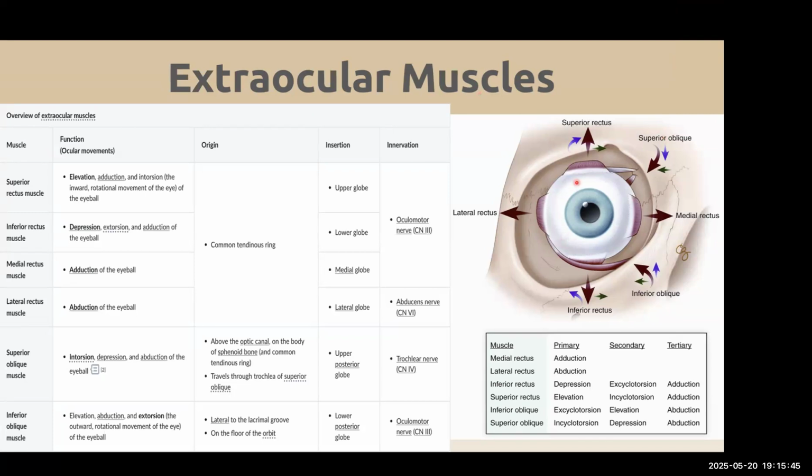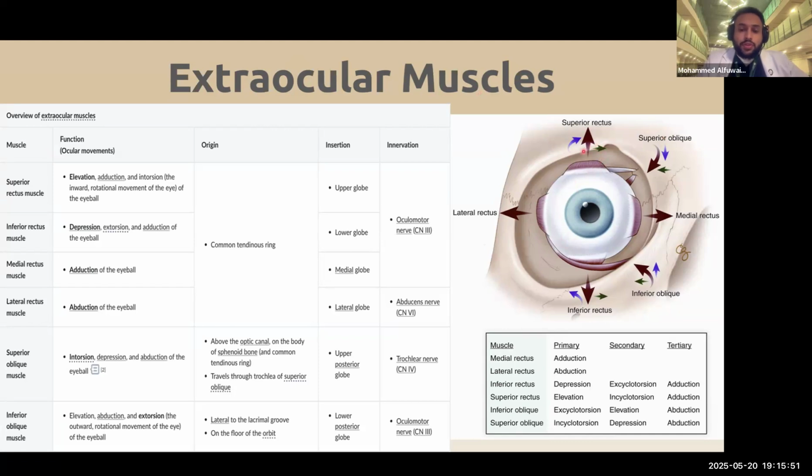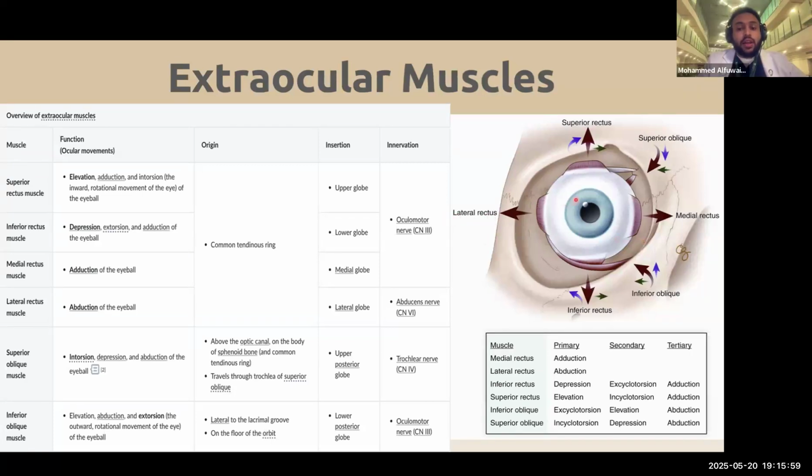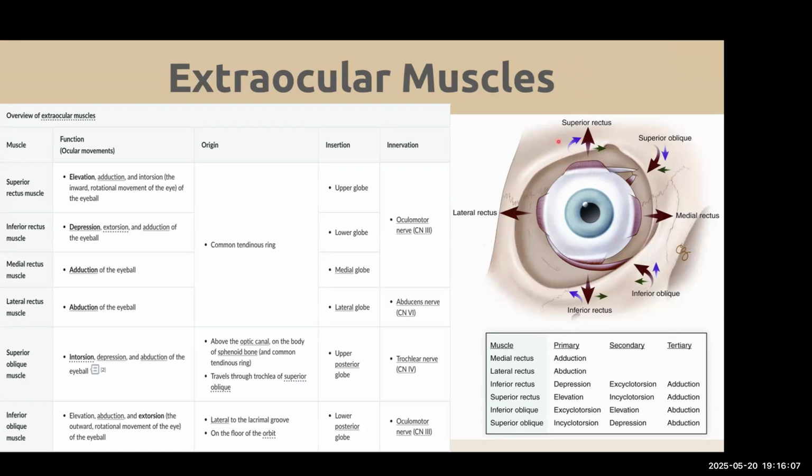Oculomotor, abducens, trochlear. Good. So, let's start with the easy one. Abducens nerve supplies which muscle? Lateral rectus. Excellent. Then we'll have the trochlear nerve, which innervates which muscle? Superior oblique. Very good.